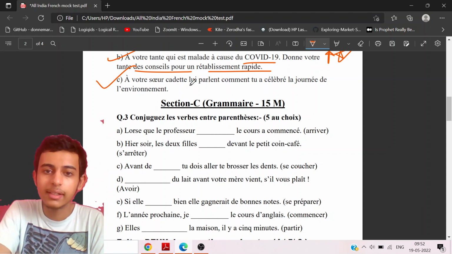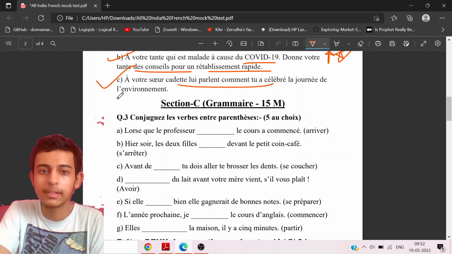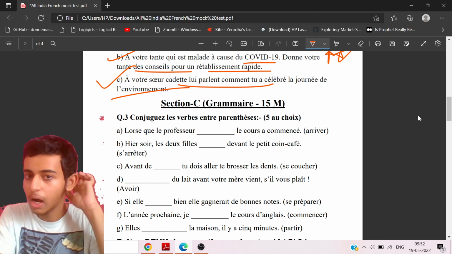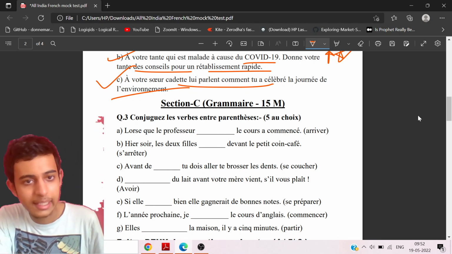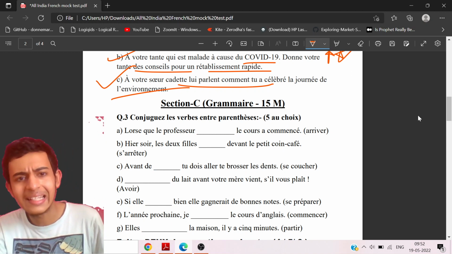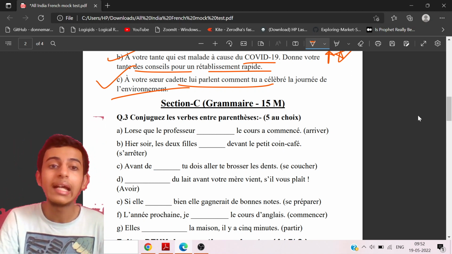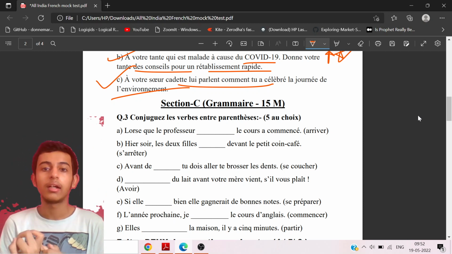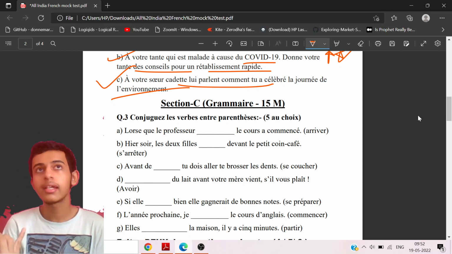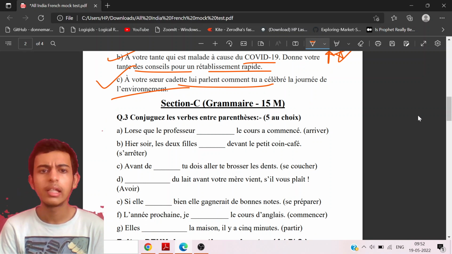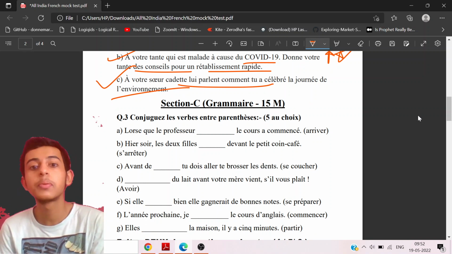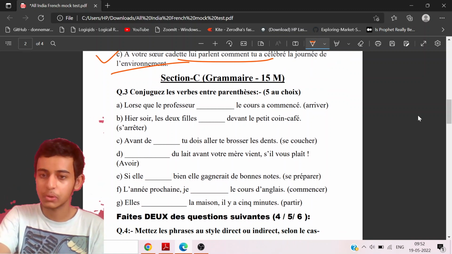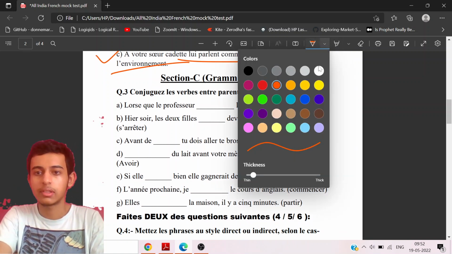See, À votre sœur cadette, lui parlant comment tu as célébré la journée de l'environnement. To your younger sister, telling her how you celebrated Environment Day. So in that you have to talk about planting the trees, planting the saplings, right? Creating awareness for following the 3 R's, right? So that can be the créer l'exercice pour suivre les 3 R's, right? All that can be mentioned over there. Okay, next question.